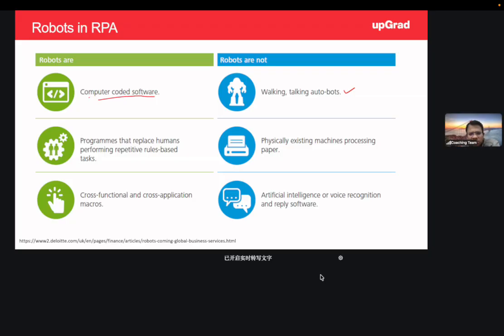So these are all computer coded softwares or the drag and drop interfaces that I was talking about, which are here to replace tasks performed by humans, which are repetitive and rule based. So this repetitive rule based task using programs can be converted into a computer coded software. And this is where it becomes an entire tool, an entire process automated system. And yes, it is a cross-functional and cross-application macros.